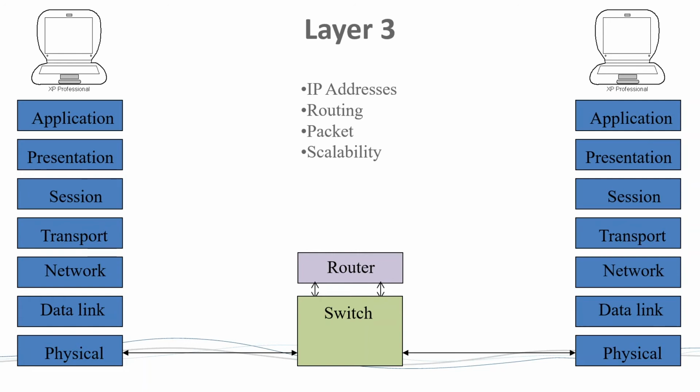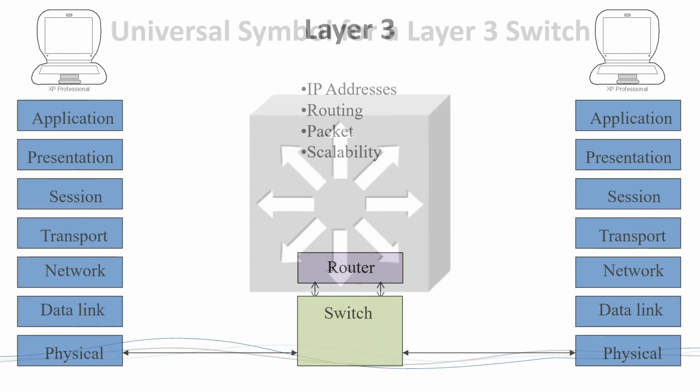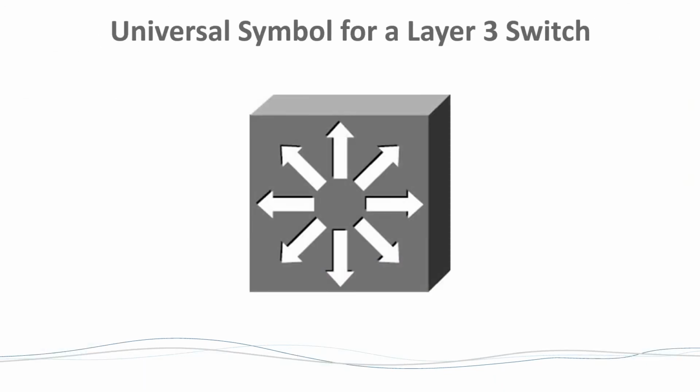So notice it works with the switch. Switching and routing work together. Okay, there's a symbol for a layer 3 switch. That was going to be my question.